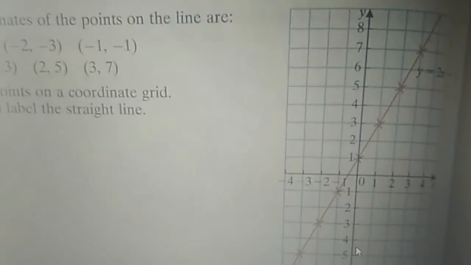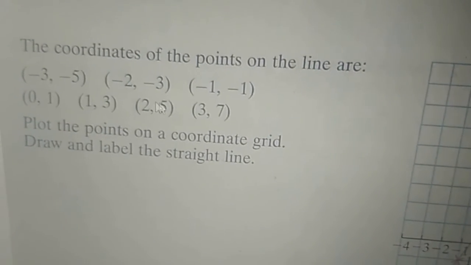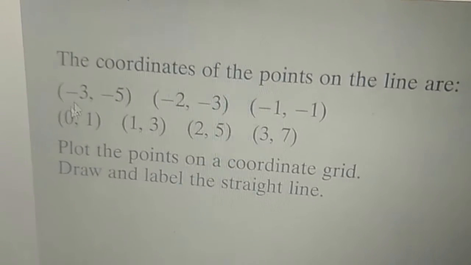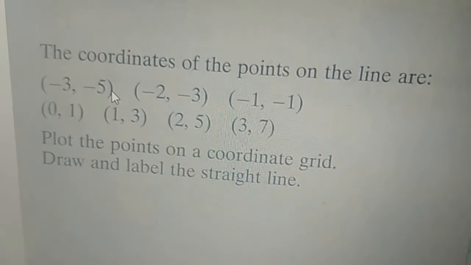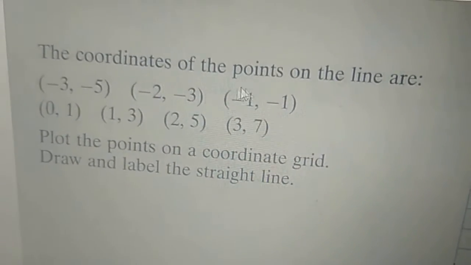Now we will learn some coordinates. What are coordinates? Basically, coordinates are the values of x and y. Here, if you can see, it's -3 and -5. It means -3 is x and -5 is y. You should follow this order.